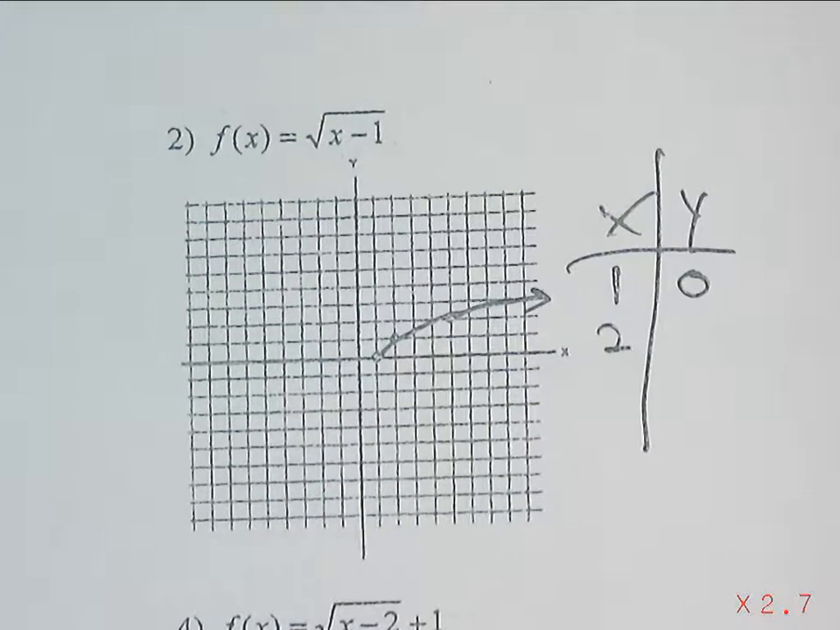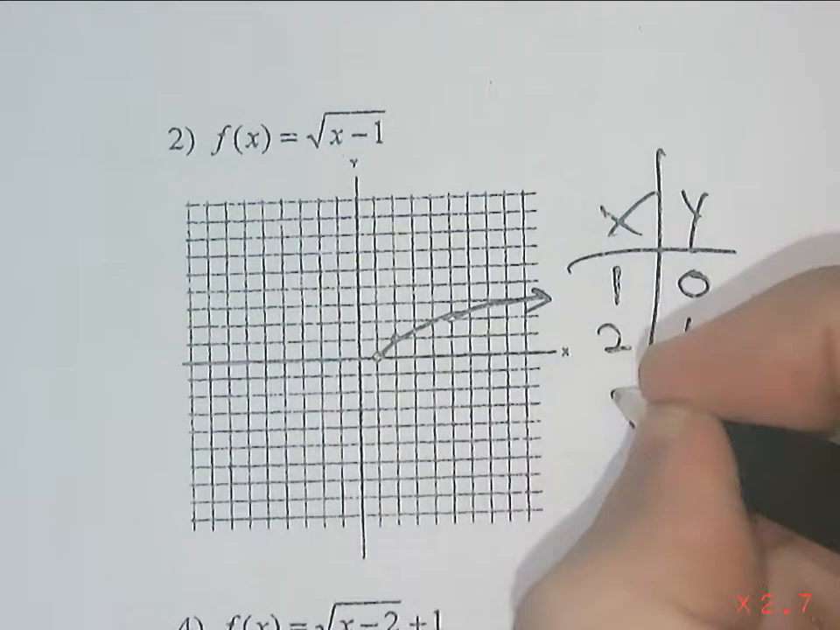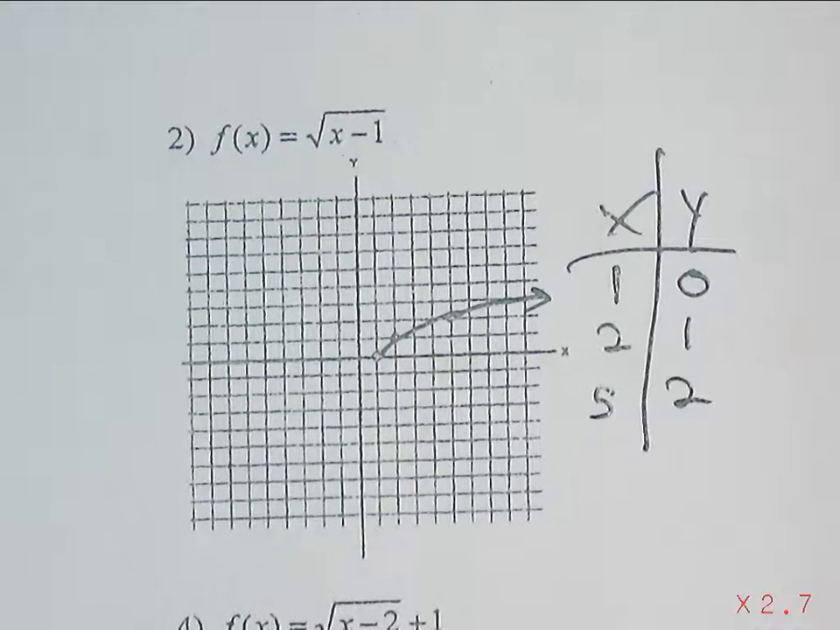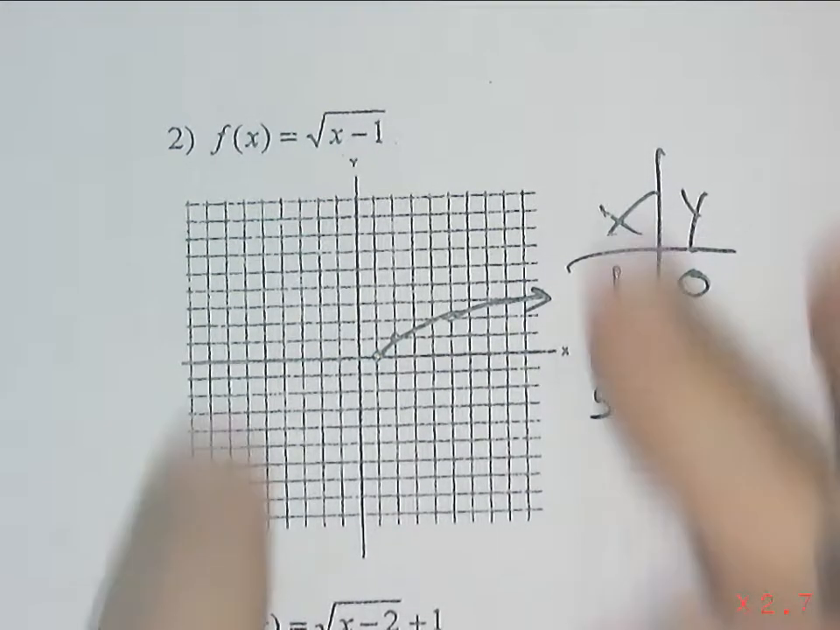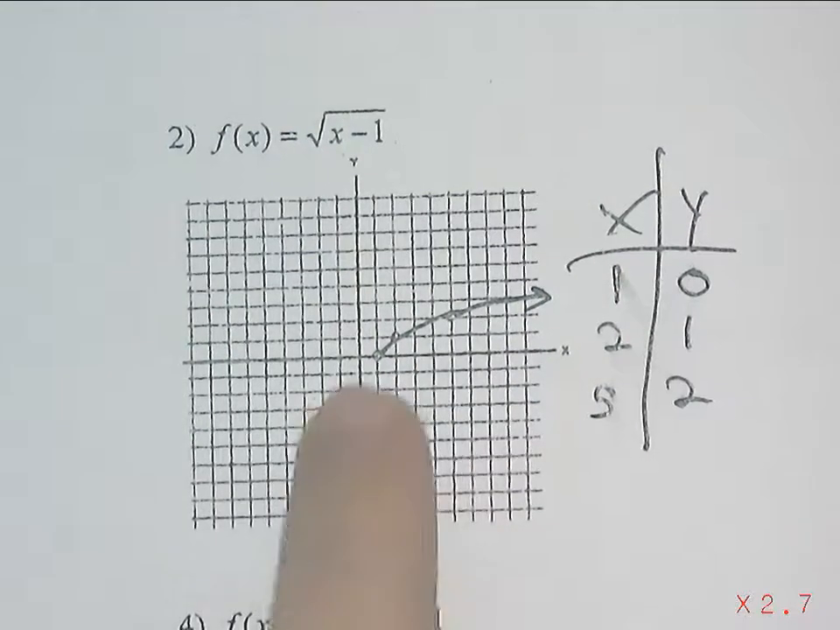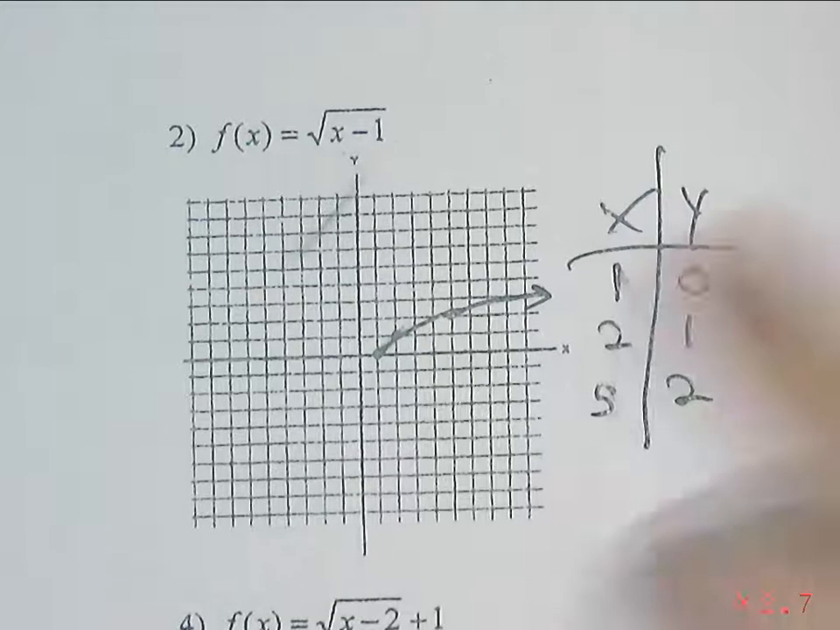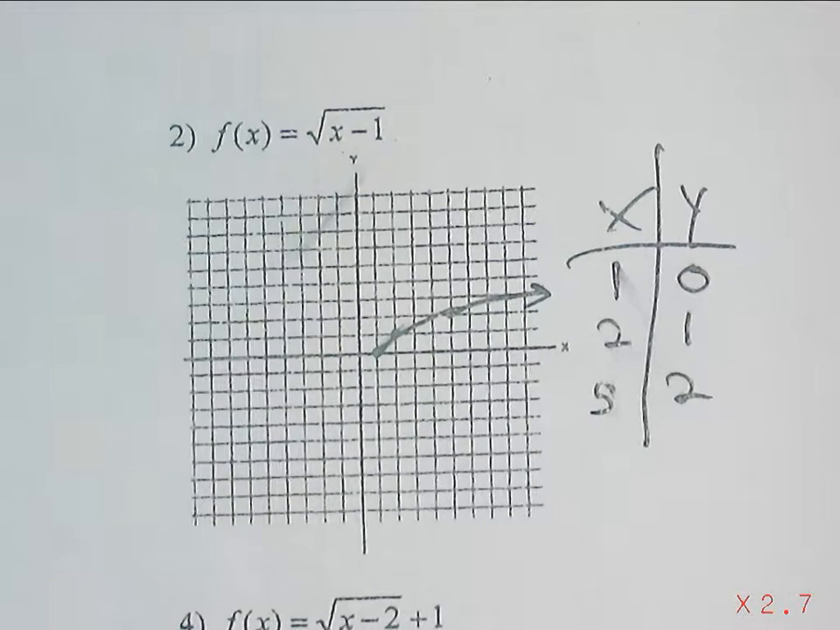2 minus 1 is 1. Square root of 1 is 1. And then to get to 4, I'd have to go up another 1. So it would be 5. 5 minus 1 is 4. Square root of 4 is 2. See, that's why we went over 1, because we had to in order to account for that minus 1. Okay, to get these same values so that I could actually take the square root.